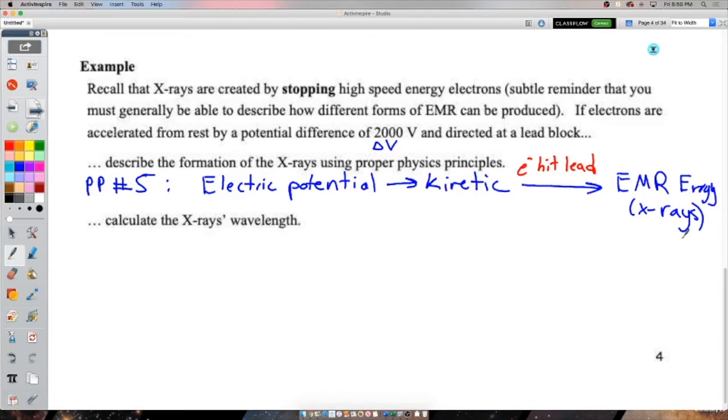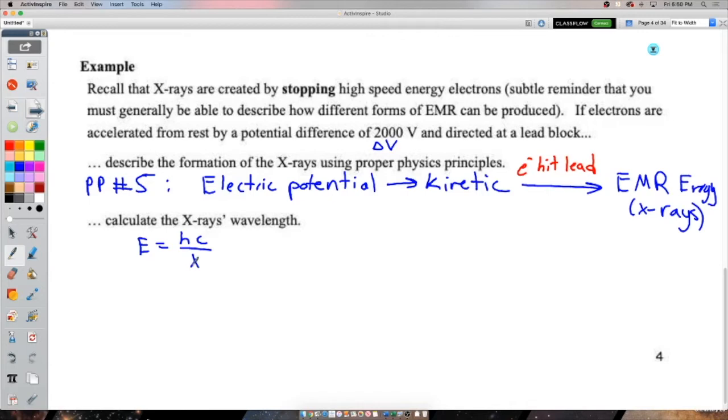So to find the X-rays' wavelength, what do we need to know using our new formulas, right? Well, we have E equals hc over lambda. h and c are constants, no problem. We're looking for lambda. So if we had the energy, this would be solved. Do we know the energy of the X-rays? No. Can we figure it out using physics principle number 5?